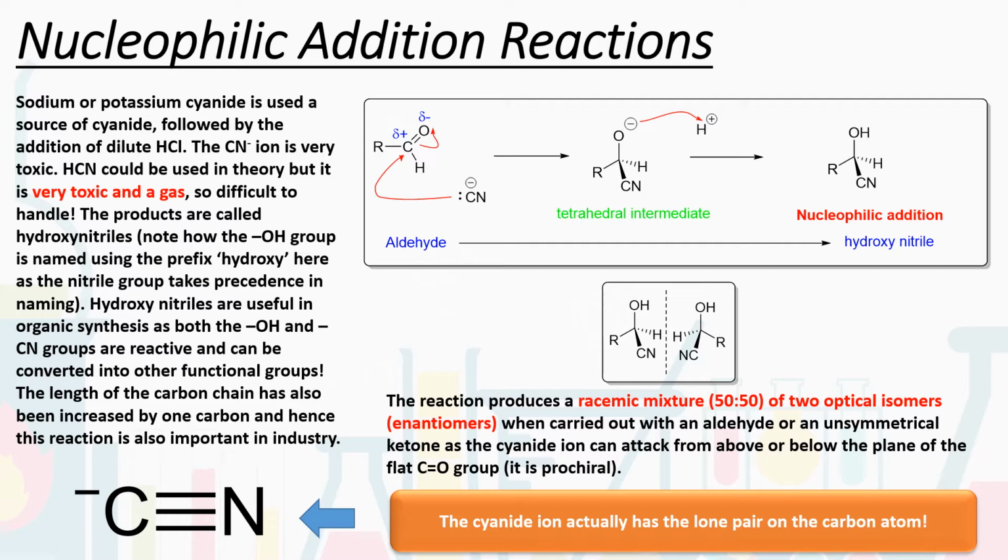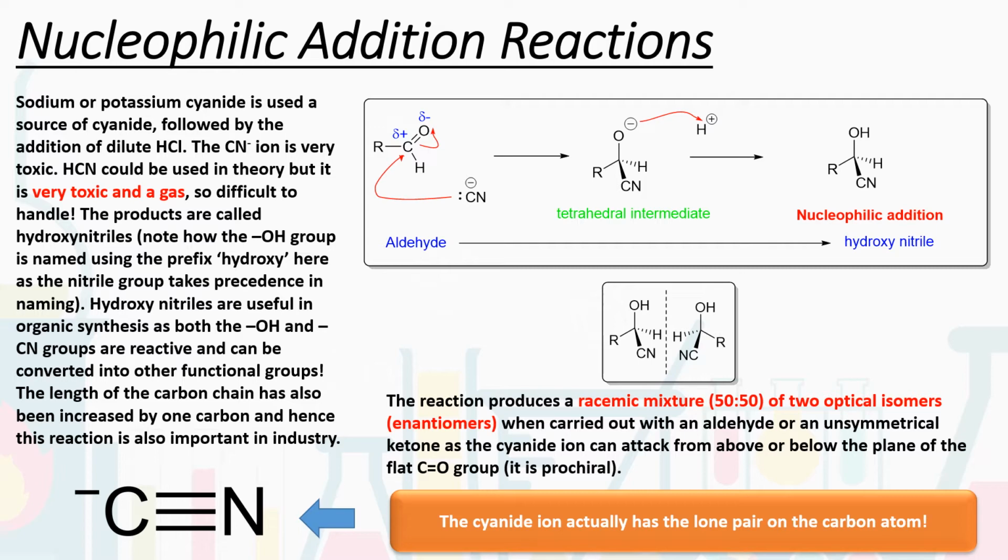Now hydroxynitriles are really useful in organic synthesis because they contain both an OH group and a cyanide group. And these are both very, very reactive. The OH group obviously can be used in nucleophilic substitution reactions. Our cyanide group can be oxidized to a carboxylic acid. It can be reduced down to produce an amine. So both of these groups are very, very useful.